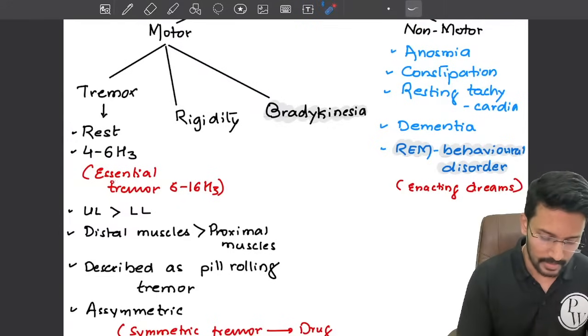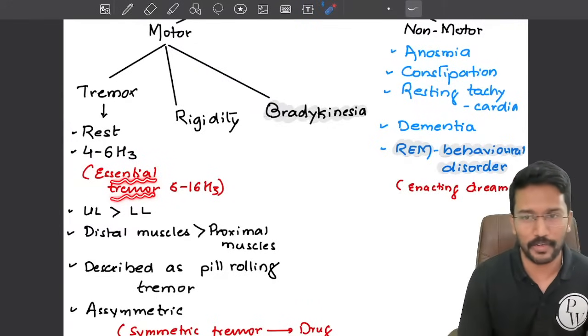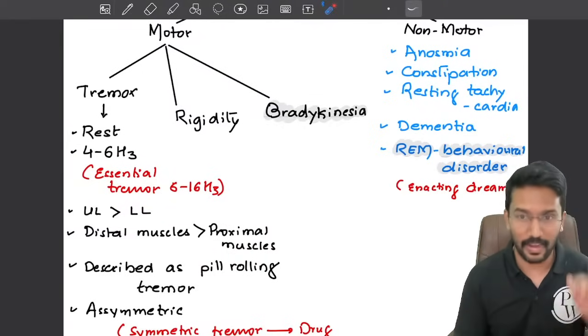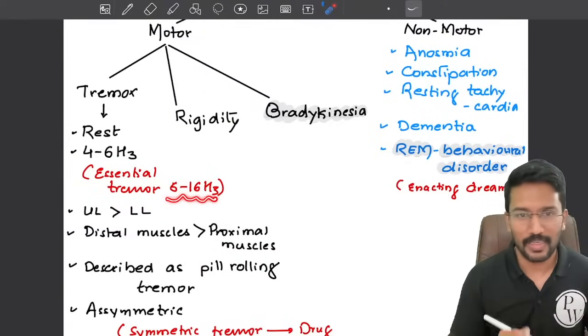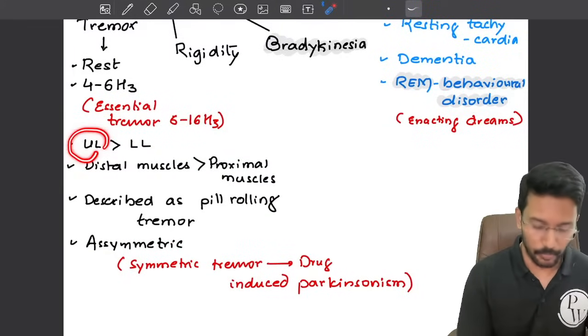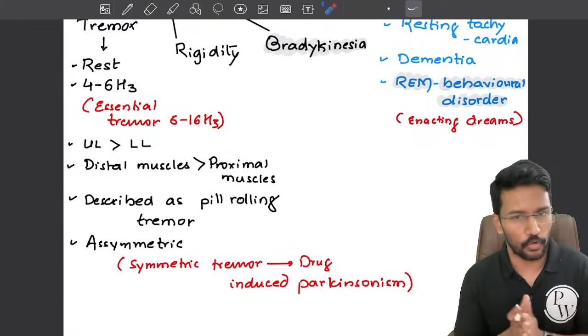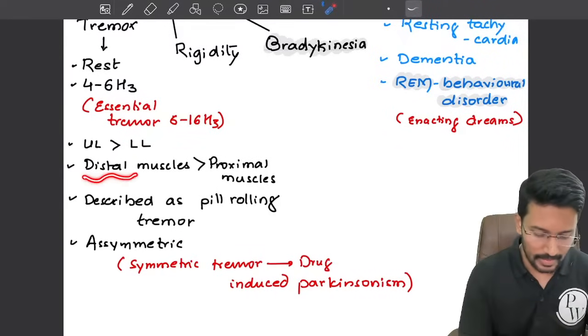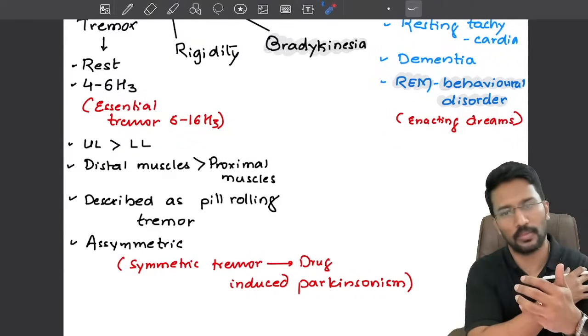On the other hand, there is another tremor called essential tremor. I think I had told you that even I have essential tremors. These tremors are high frequency, 6 to 16 hertz. Tremors in Parkinson disease affect upper limb more than lower limb, which we all know, and typically tremors affect small muscles, in other words, distal muscles of the hand rather than the proximal muscle.